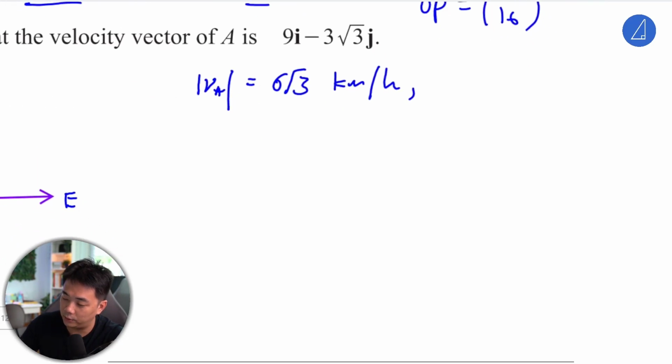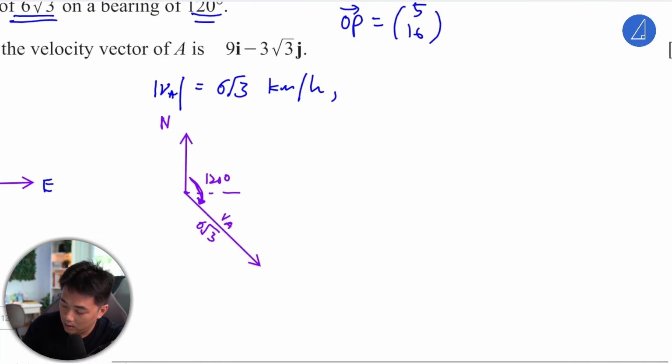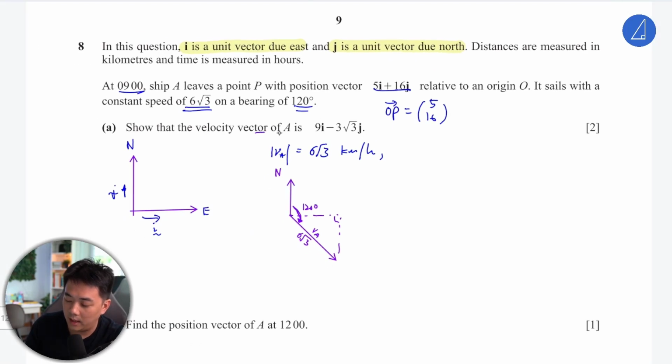If I were to draw this out, this is north and this is 120. What I need to understand is that the length, the magnitude of this speed VA, is 6 root 3. So I need to find the velocity of A.